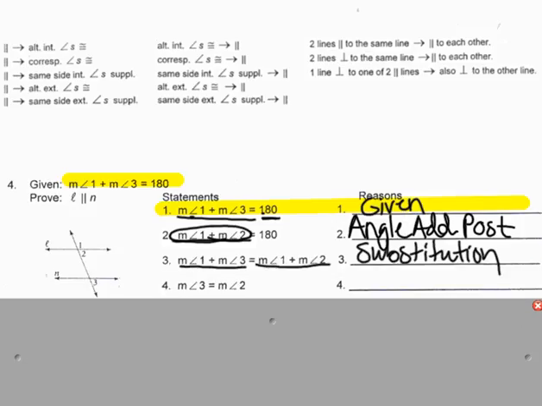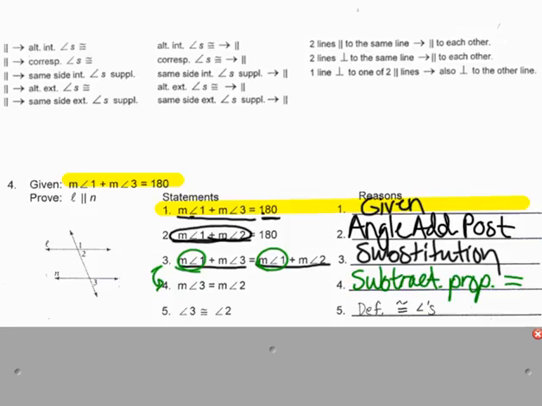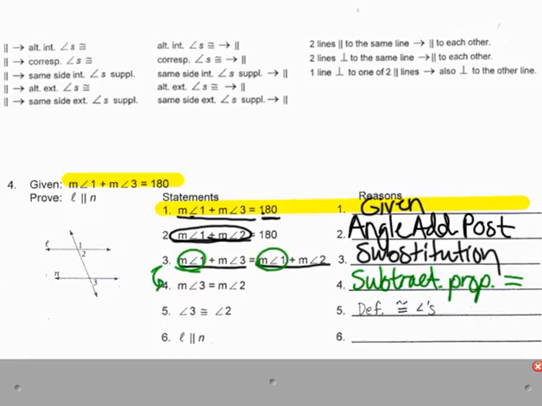All right, step 4. We have 3 and 2. So it looks like from 3 to 4, they took away the measure of angle 1. So another way to do that is subtraction property of equality. Number 5, that will always be written in for you. Definition of congruent angles. You'll never write that.